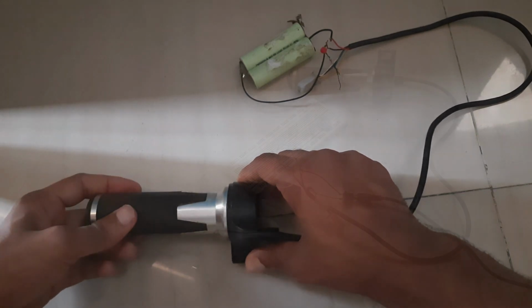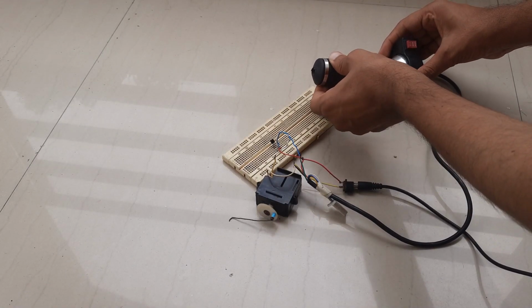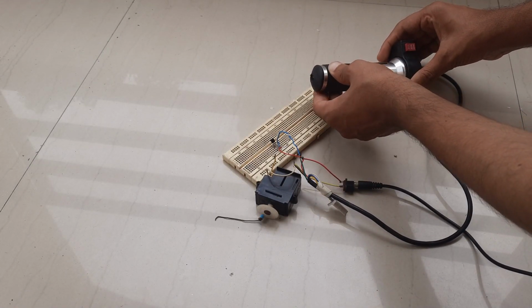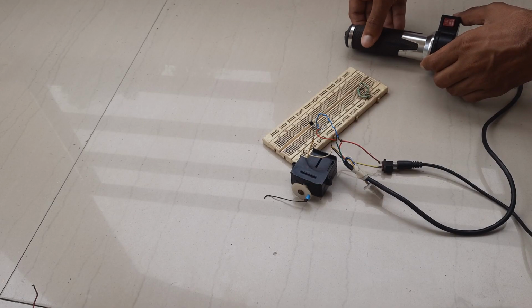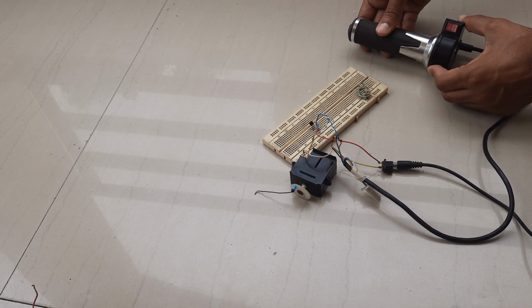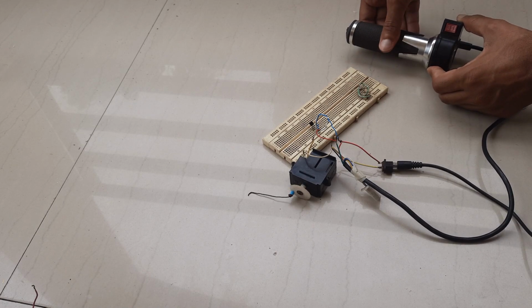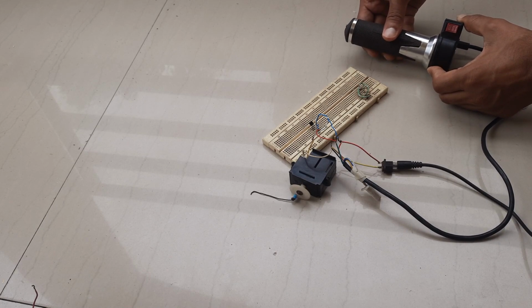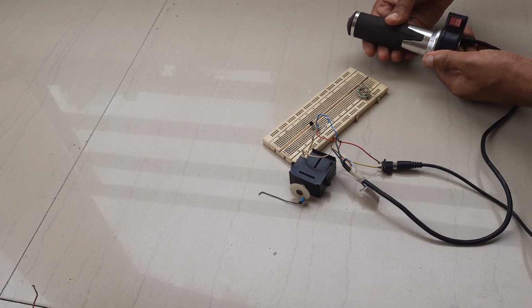And now I will try to run a toy motor with the 12 volt adapter. Here is the circuit diagram. I have used a 2222A transistor with an 8 kilo ohm resistor. It works nicely.